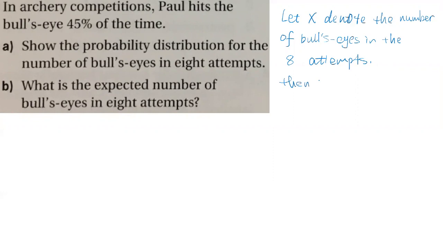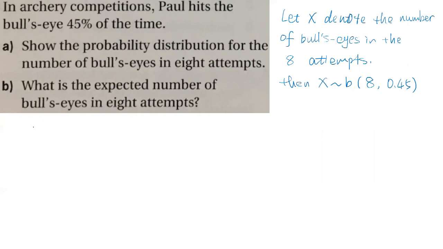Then we know that X is a binomial random variable, right? Because all the 8 attempts are independent, and the probability of being a bullseye is constant. Okay, here we have 8 trials, and in each trial the probability of being a bullseye is always 0.45, right? In the previous question, we used a table to represent the probability distribution, right? And actually, we can also use a binomial formula to represent the probability distribution for a binomial random variable.